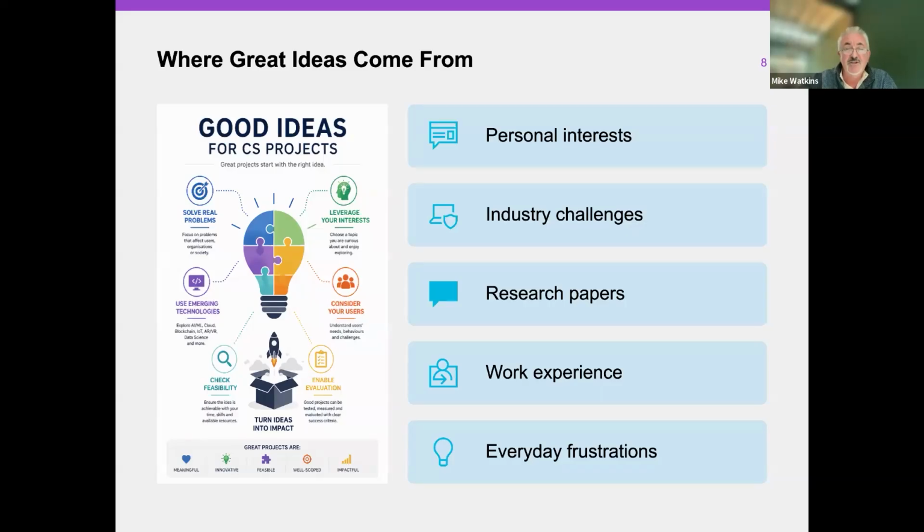In terms of industry challenges, if you have a hobby, or if you are aware of certain issues within industry, or certain challenges. So, I mean, we're in the education industry. There are certain challenges, in the retail industry, there'll be certain challenges.